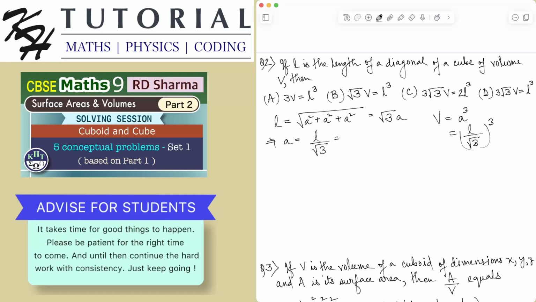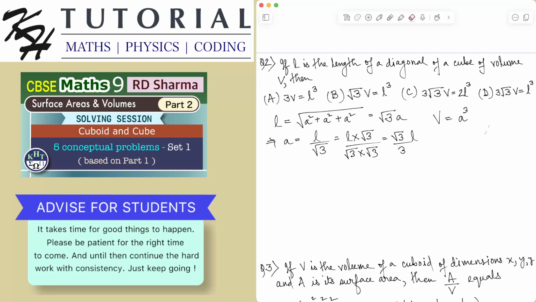Now before proceeding, always, A is equal to L by square root of 3. Never keep square root of any number in the denominator. Always rationalize it. So this will be equal to L multiplied by square root of 3 divided by square root of 3 multiplied by square root of 3. This is equal to square root of 3 divided by 3 L. Okay, so now what will be A cube?